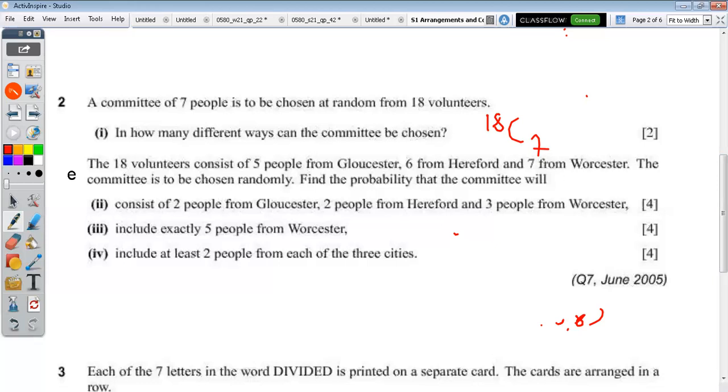Oh, wait, I got it. So it's 18. That's not possible. It's saying 31,824. What's the answer? It says here, so 18C7, and it's giving 31,824. That's correct. Really? Okay. Yeah. Okay.